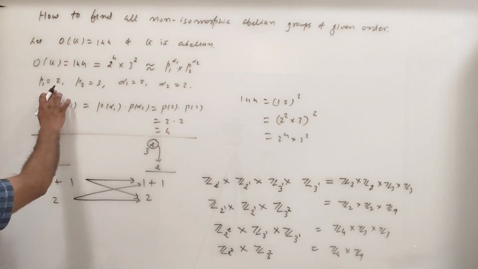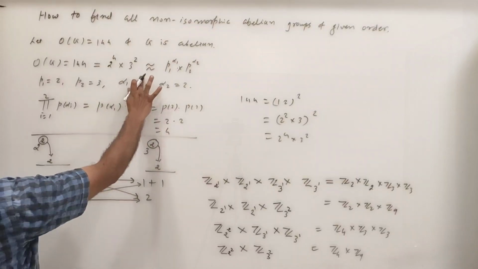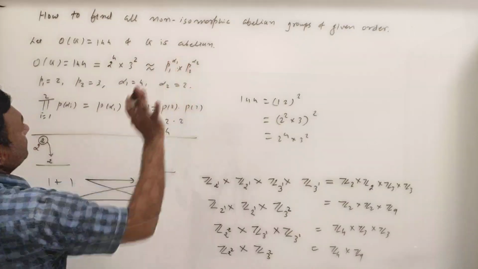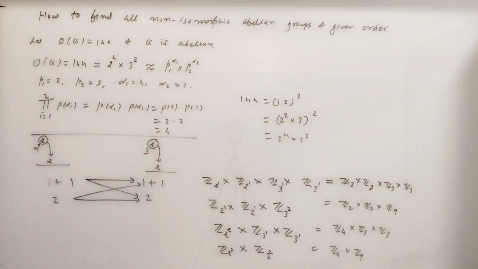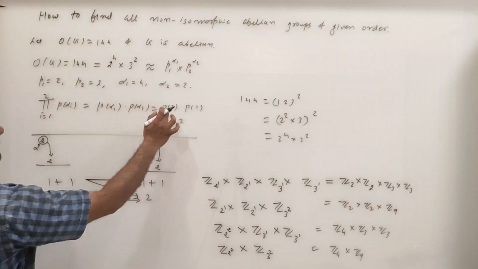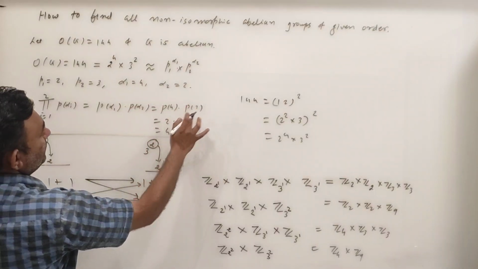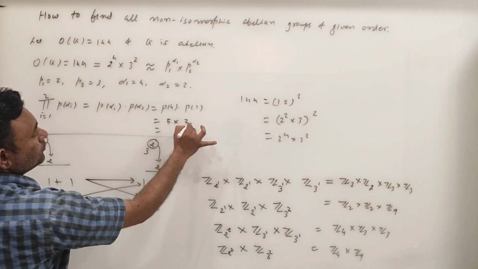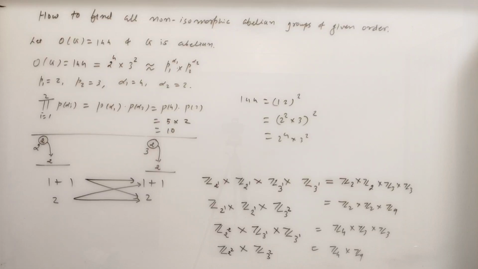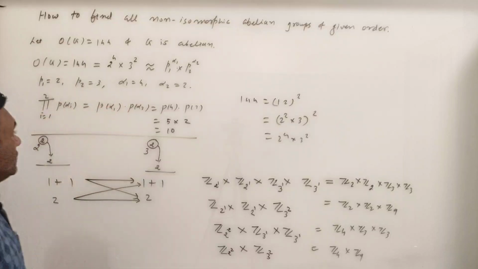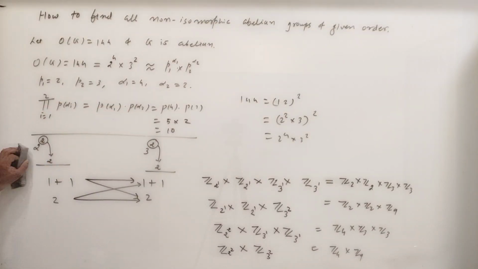So here P1 is 2, P2 is 3, alpha 1 is 4, and alpha 2 is 2. Fine. Right. So the product of P of alpha i. So it is P of 4 and P of 2. P of 4 is 5 and P of 2 is 2. So it is 10. So there will be 10 non-isomorphic groups of order 144. So let us list out all these 10 groups.